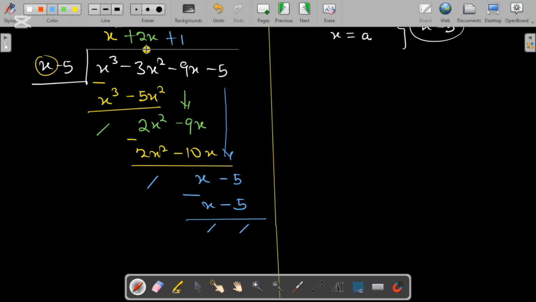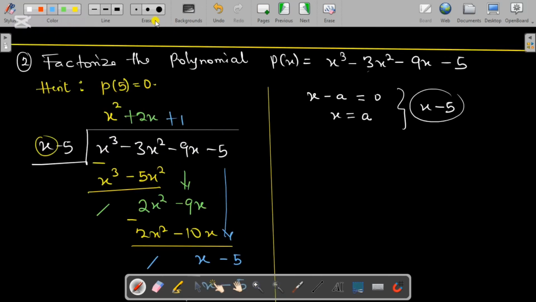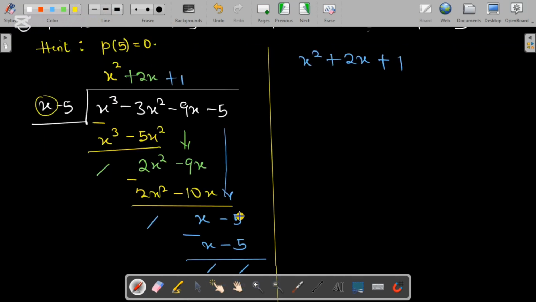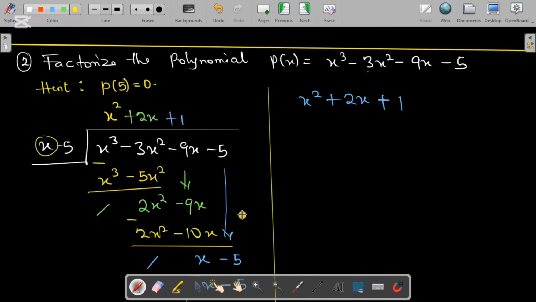Therefore x minus 5 is a factor of this particular polynomial, and the quotient has given us a quadratic function, or a quadratic polynomial, which we can now factorize to get the remaining factors of this polynomial p. Okay, so quickly let's do that.